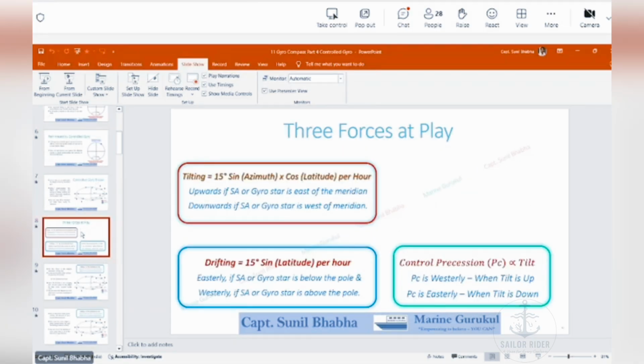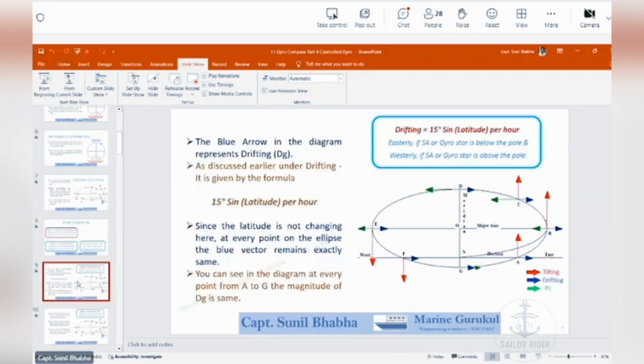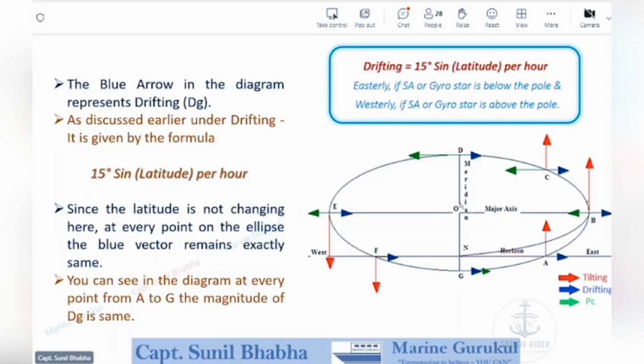अब मैंने जैसे आपको ड्रिफ्टिंग का बताया है, मैं ये तीनों फोर्सेस आपको एक्सप्लेन करूंगा वन बाय वन. सो लेट्स गो. ओके, ये मैंने ऑलरेडी आपको एक्सप्लेन कर दिया है.